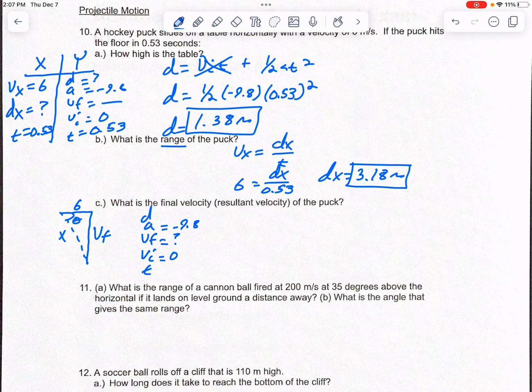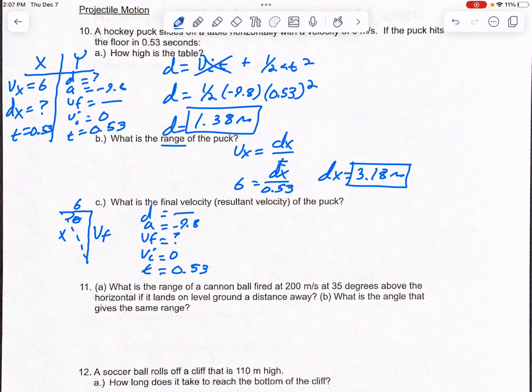Okay, time took 0.53 seconds to hit the ground. So that means we did not care about distance. Now, you could have used distance from part A if you wanted to, and then left off time. That's kind of your choice on that one. So we're going to use equation number 1.